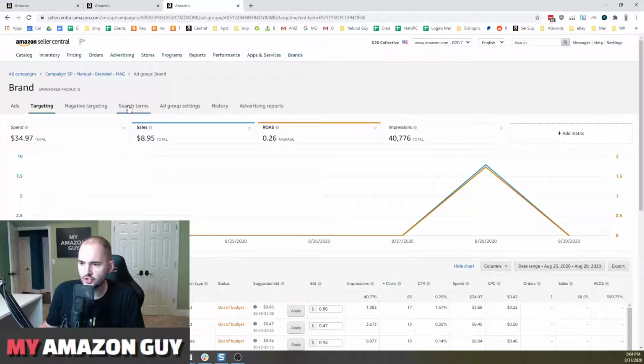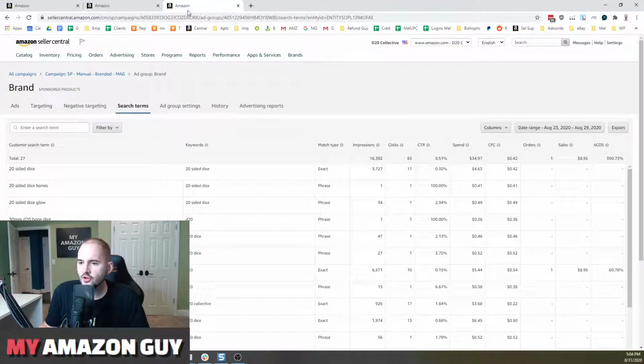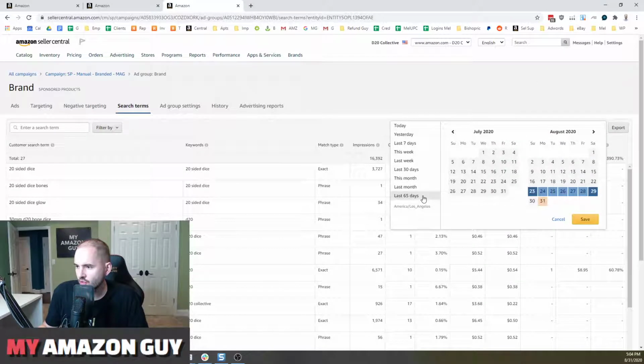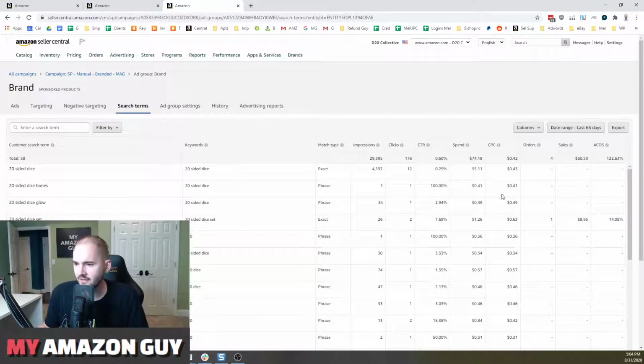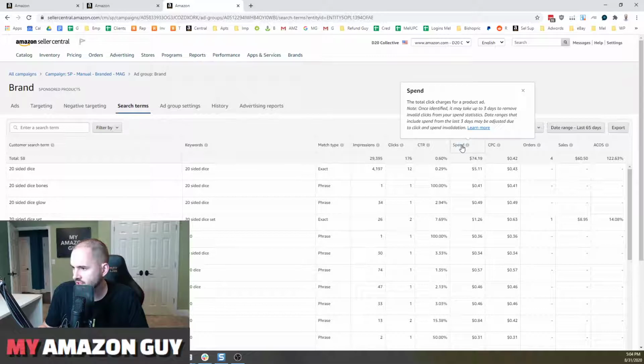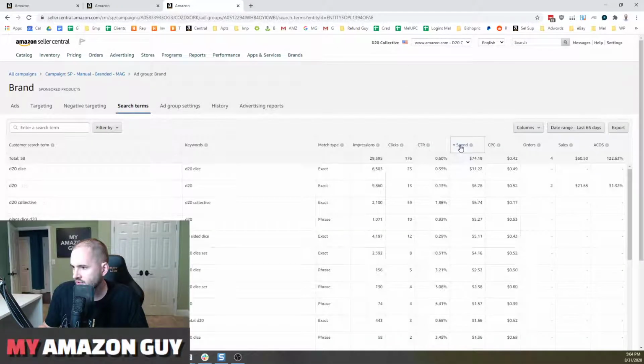So we're going to go over to the search terms tab. In here, we're going to see the actual data used by the consumer to find the product via this ad. I'm going to sort this data by spend, because we're interested to know where most of the spend has gone. In this case, $11 has been spent on the term D20 dice.